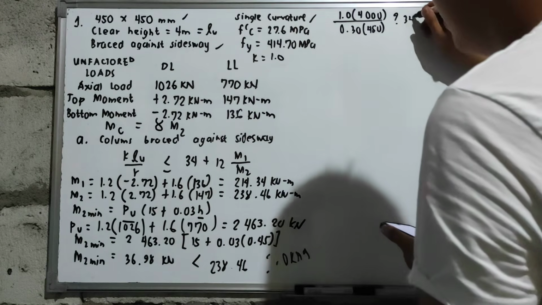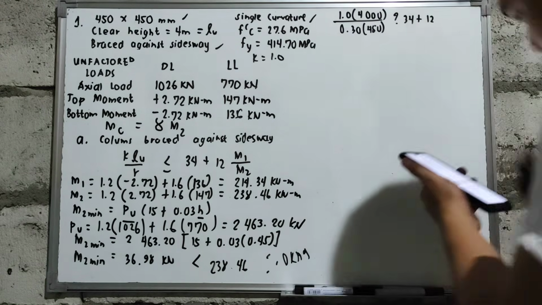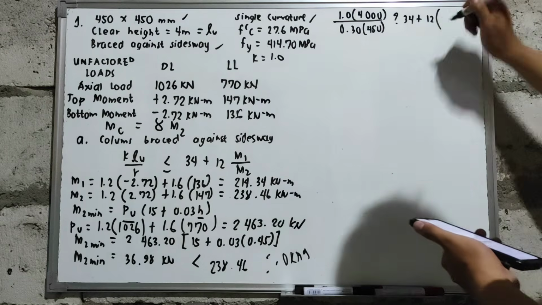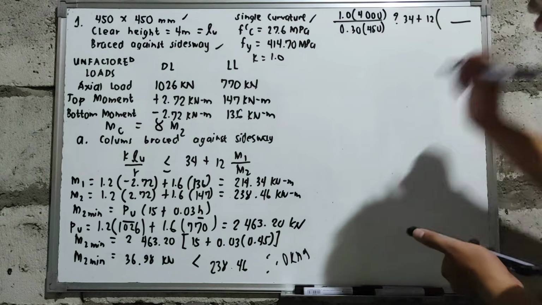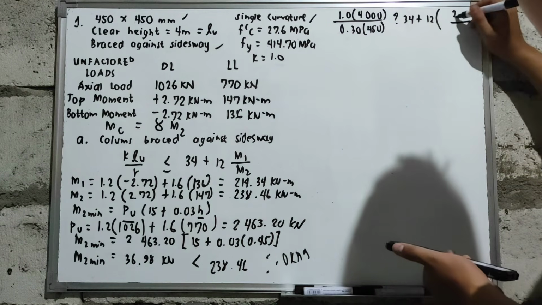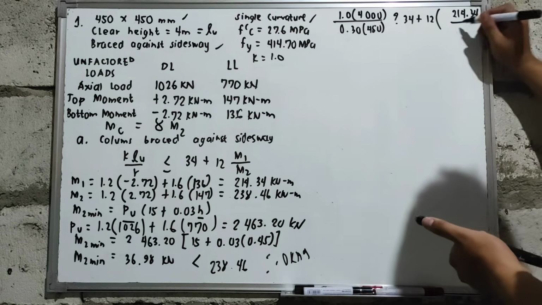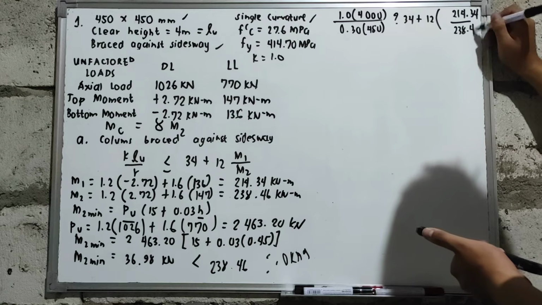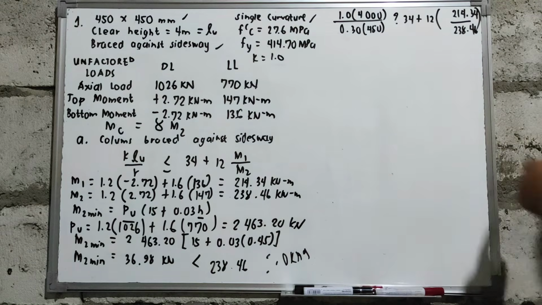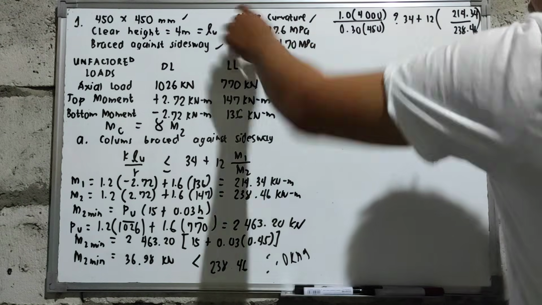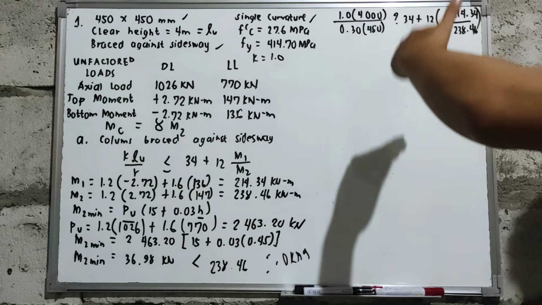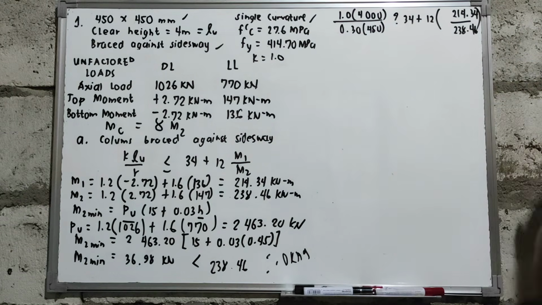Of 34 plus 12 multiply by, so yung M sub 1 natin, that is 214.34. Yung M sub 2 natin, that is 238.46. So, for this one, since sinabi is single curvature, so kapag single curvature, yung column natin is buntis.